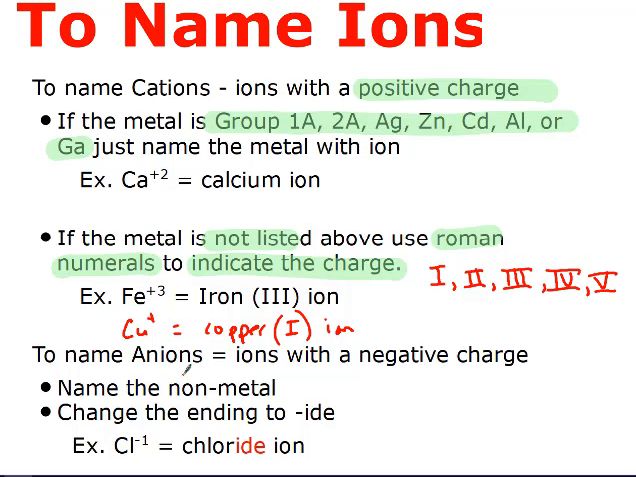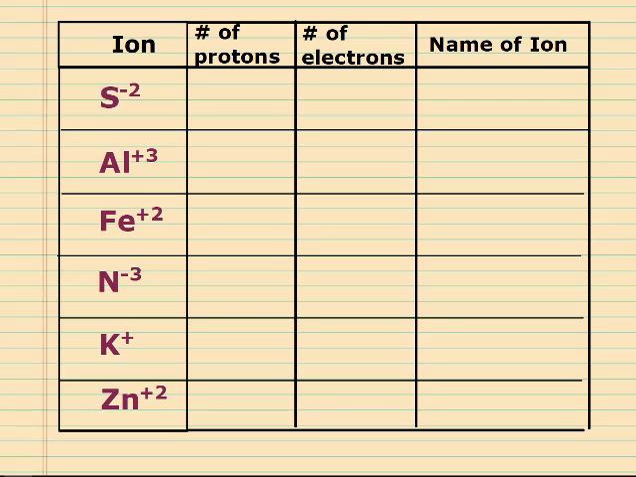To name our anions, ones with negative charges, we're going to name the nonmetal and then just change the ending to "ide." So instead of being chlorine, it's going to be chloride ion. Or instead of oxygen, it's going to turn into oxide ion. So the only thing that's different is it's going to be IDE, which tells us that it has a charge. So let's practice some of these.